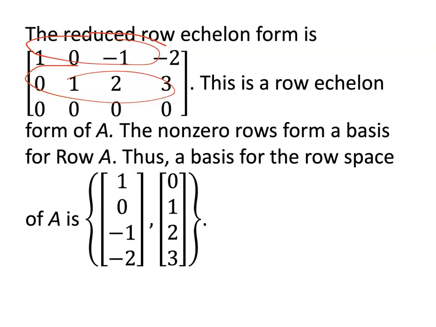Thus, the basis for the row space of A is (1, 0, -1, -2) and (0, 1, 2, 3). The basis for the row space of A is not going to be unique. We used the reduced row echelon form, but really any row echelon form would have been sufficient.